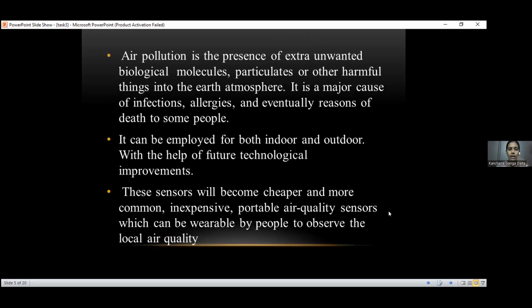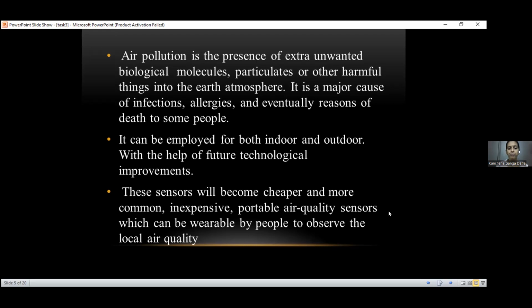Also, we all know, basically we all are learning from childhood that air pollution is the excess unwanted thing. So we want only purified air to be inhaled. There are so many molecular particulates or other harmful things in the earth's atmosphere. Actually, these air quality monitoring systems can be employed in both indoor and outdoor areas also.